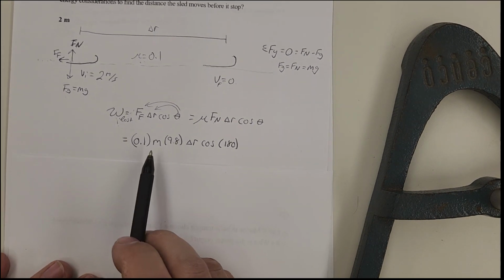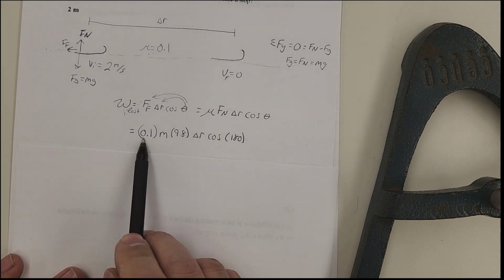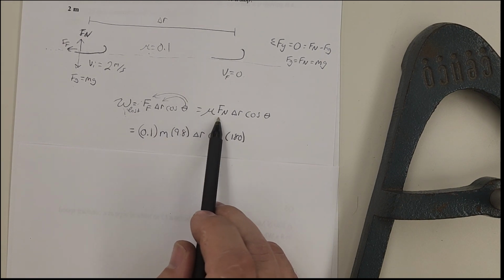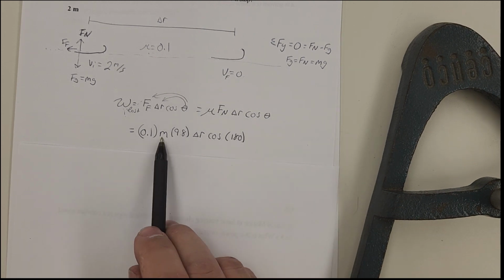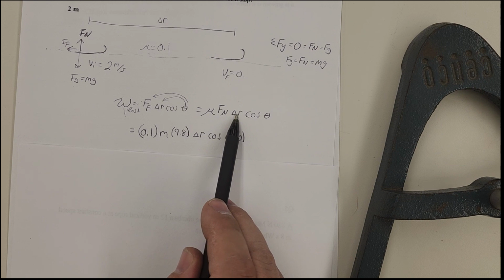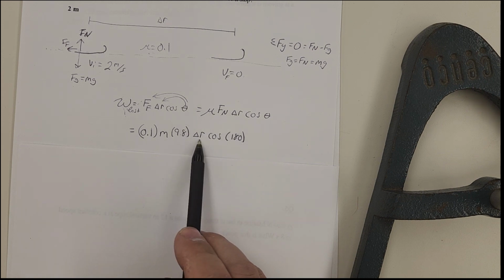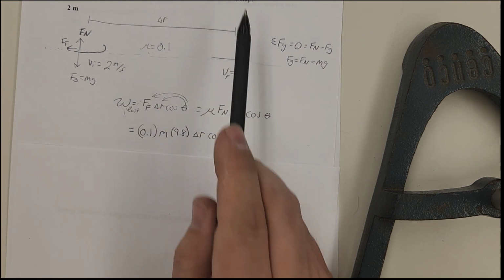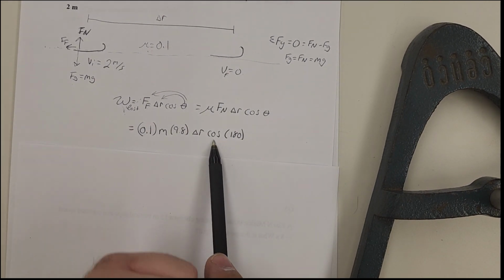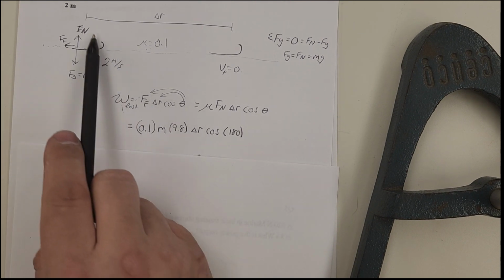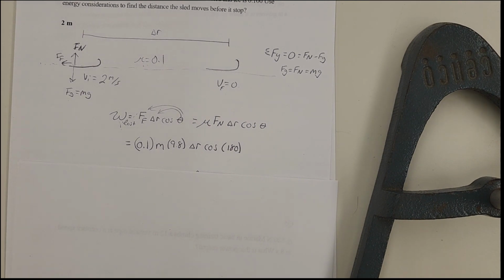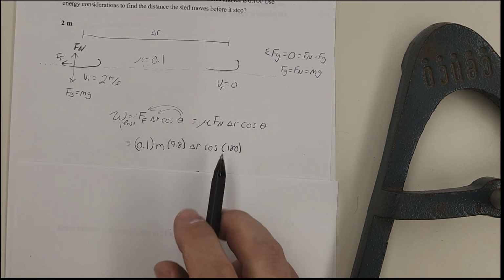So plugging that in, mu is given as 0.1. The normal force is mg, so I have m, which is unknown, times g, 9.8. Then we have the distance traversed, delta r. That's what the question is asking: find the distance the sled moved. And the angle is always 180 degrees for friction. The sled moves along this line, and friction always points the other direction, so the cosine gives us a -1.